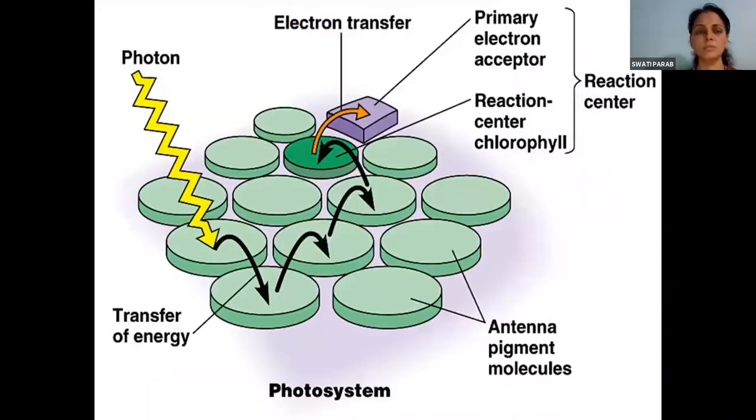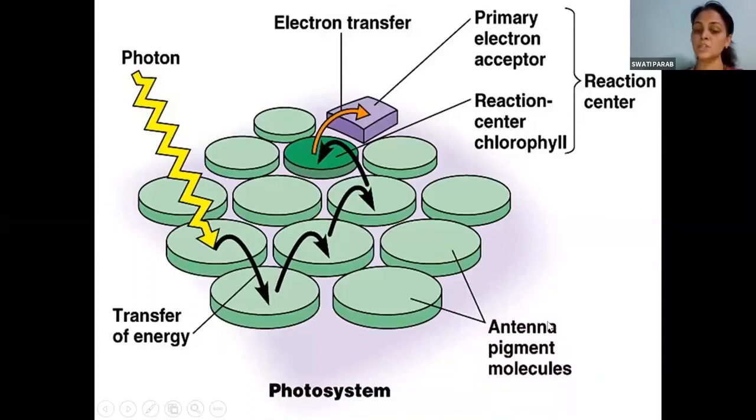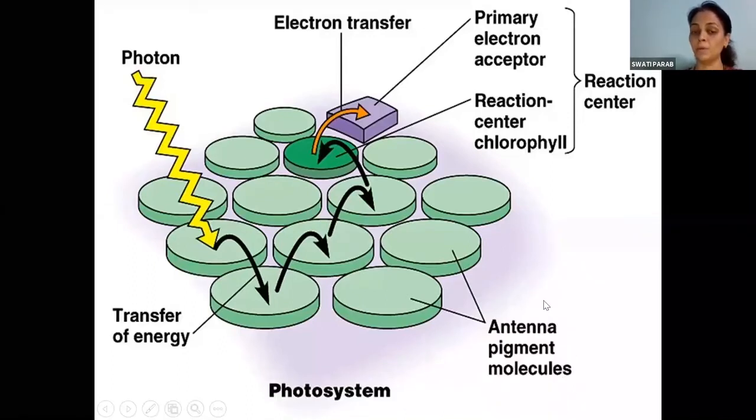See, this is the procedure. When all these pigments trap energy and bring it up to chlorophyll A, it gets excited and emits an energy-rich electron. Chlorophyll A, which acquires the final light energy, is called the photocenter, whereas all the rest of the pigments are known as antenna pigments. Only chlorophyll is called the reaction center, or the main pigment, whereas all the rest are known as antenna pigment molecules.